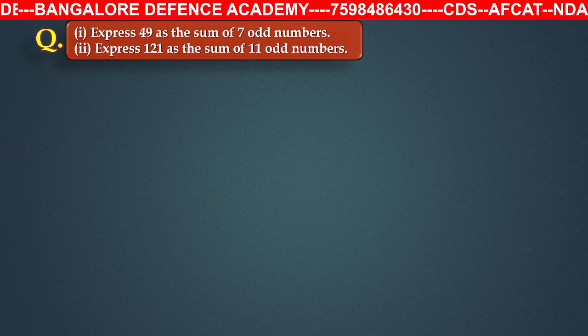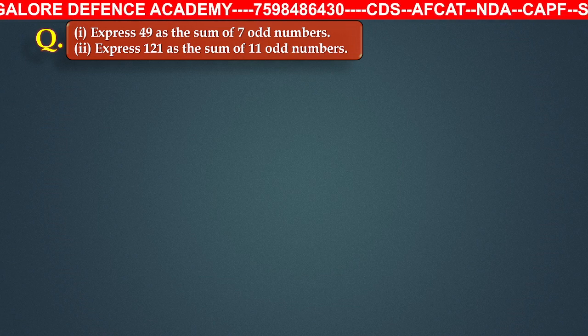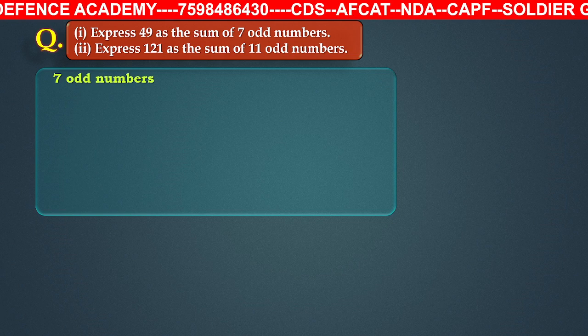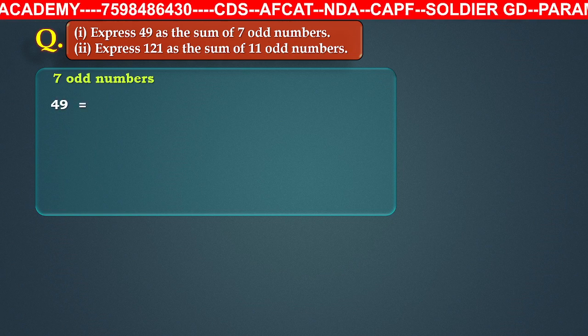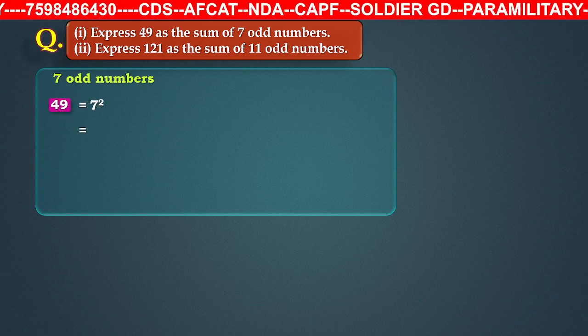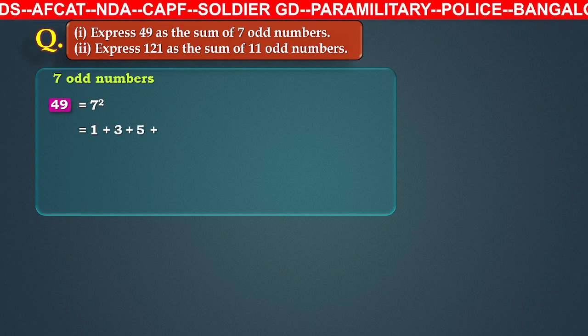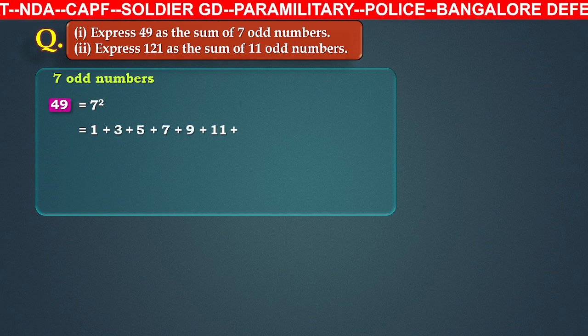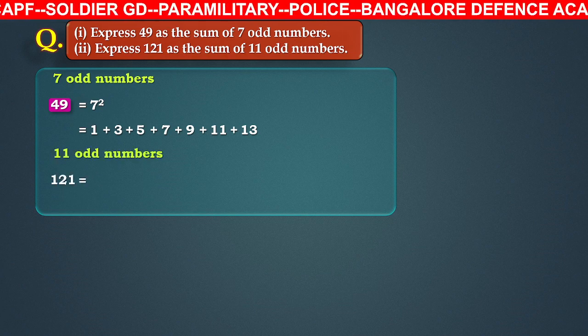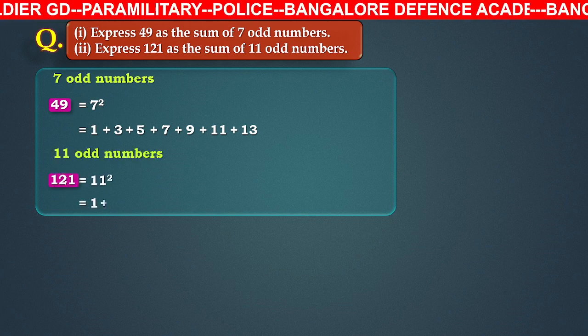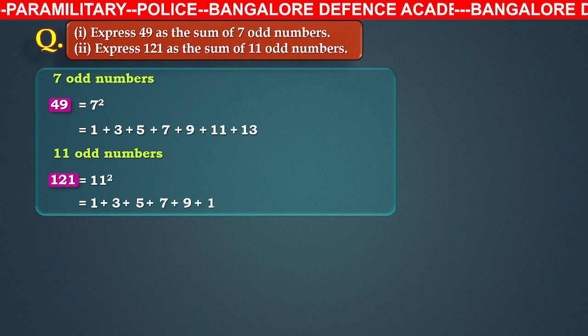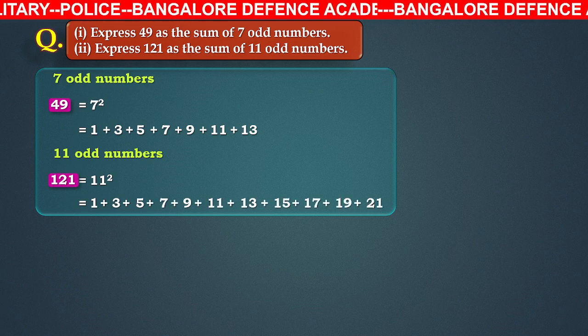Next, express 49 as the sum of 7 odd numbers. Okay, I'm going to express this into 7 odd numbers. So imagine 49 is 7 square. So I have to express this. So I'll write like 1 plus 3. First 7 odd numbers you have to write. That's it. Next, for 121, that is 11 square, you have to write down the first 11 odd numbers. That's it. So it's so simple.